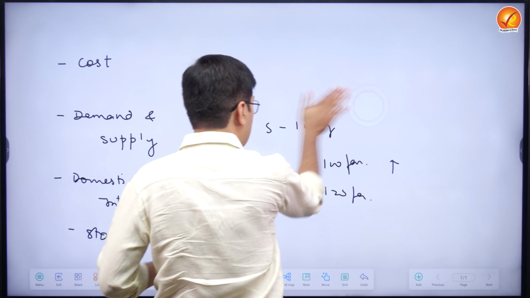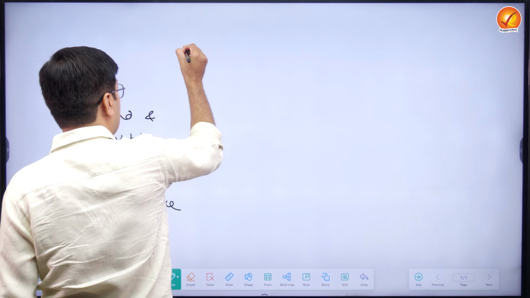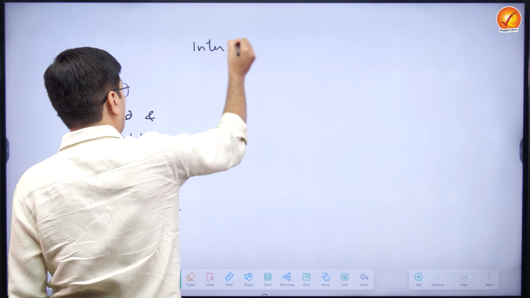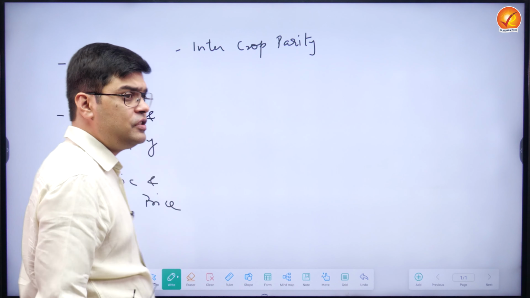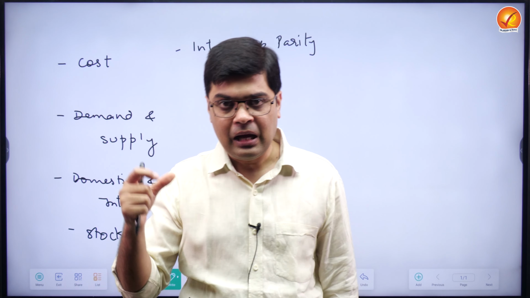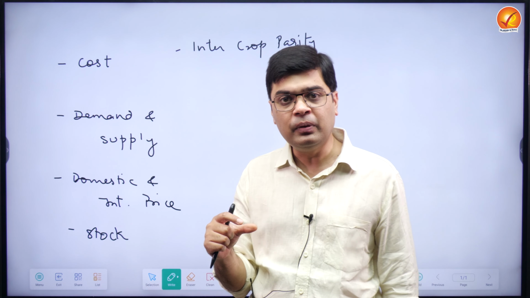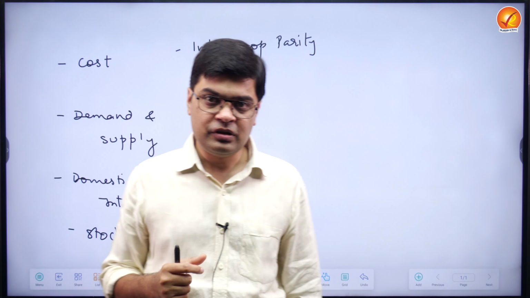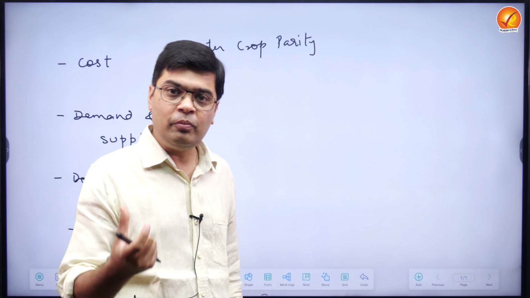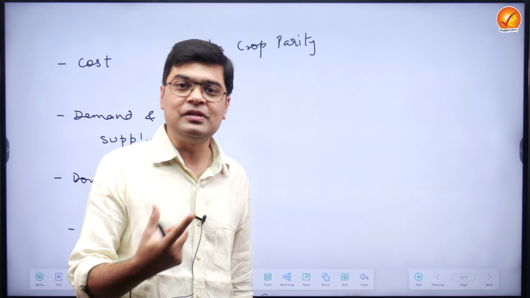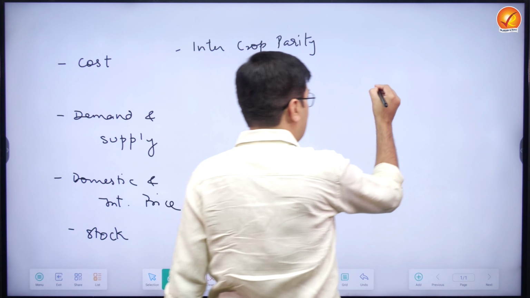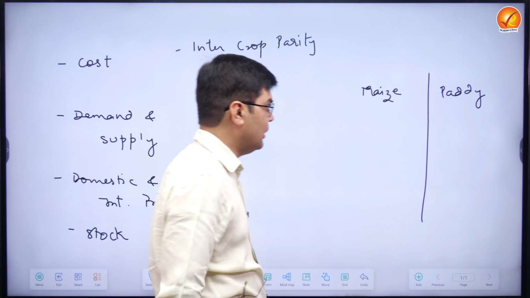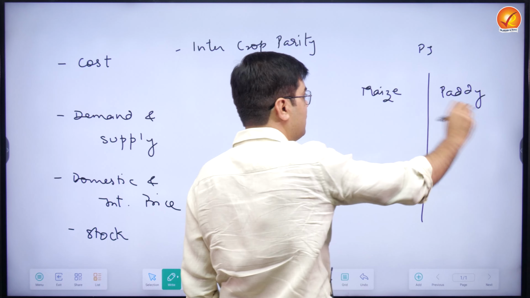Another very important factor that is taken into consideration is the intercrop parity. What does this mean? Intercrop parity means how the MSP announcement on a particular crop influences the production of other crops which are cultivated in the same area in the same season. For example, I can cultivate maize in Punjab. I can cultivate paddy in Punjab. Okay? In an area like Punjab, I can cultivate both maize and paddy.